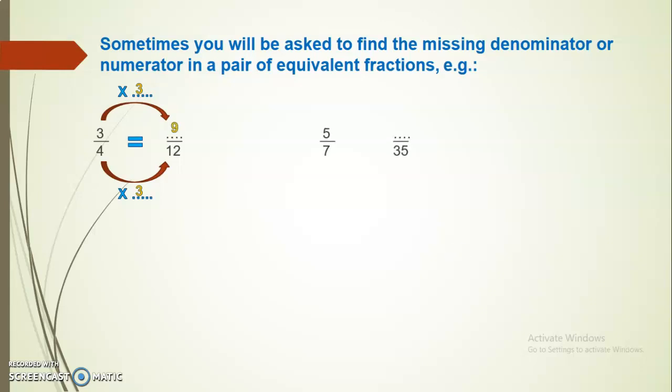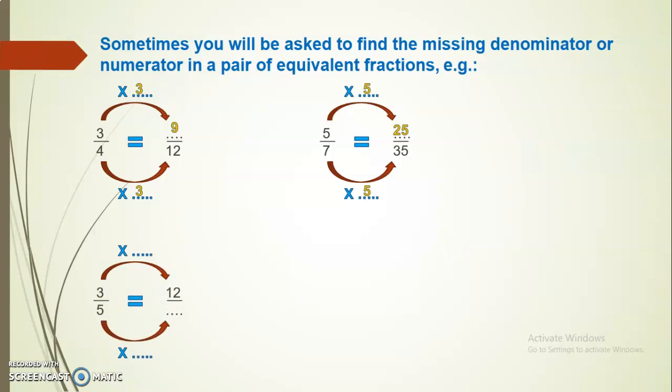Another one, 5/7 equals dots over 35. What is the relation between 7 and 35? 7 times 5, it will be 35. So 5 times 5, it will be 25.